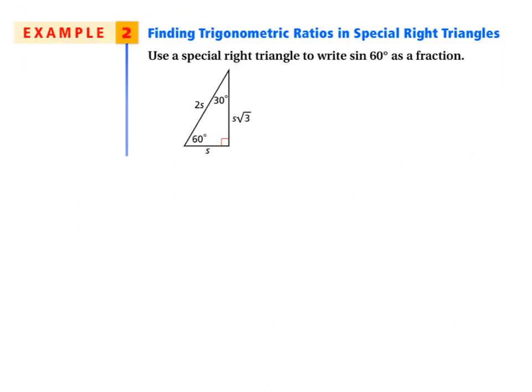In example 2, we're going to use a special right triangle to write sine of 60 as a fraction. You will notice that we have a special right triangle. You are going to be using special right triangles all the time in trigonometry. So sine of 60, that'd be sine of 60 degrees. So now we look at this and go, okay, so we have sine of 60. Sine of 60 is right here.